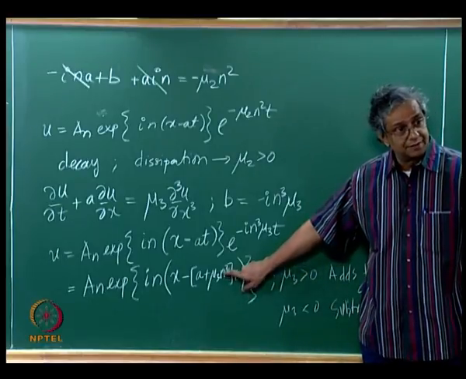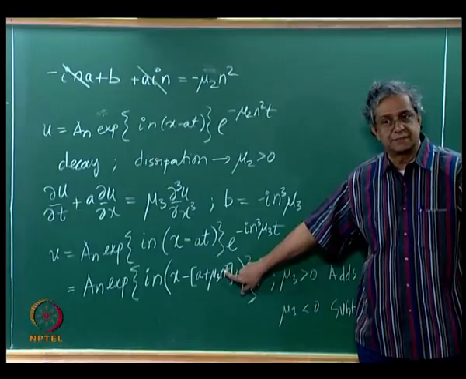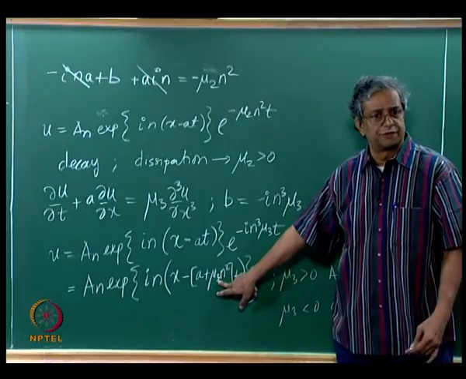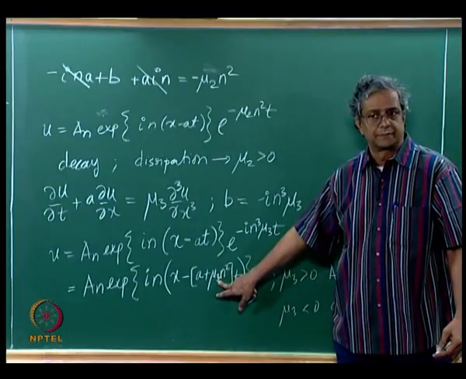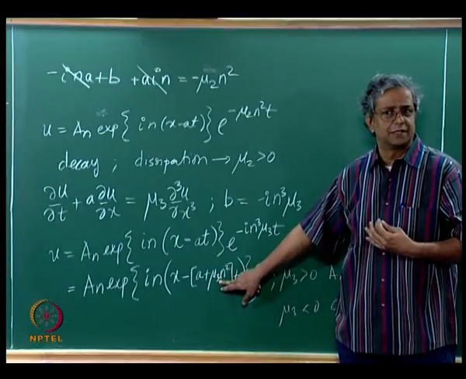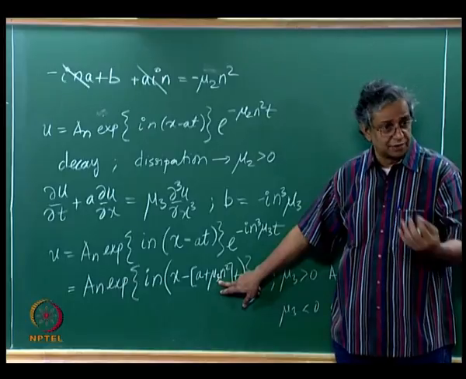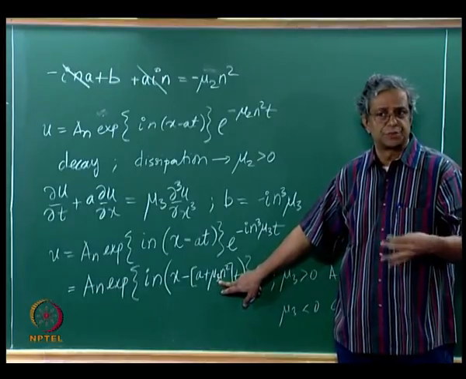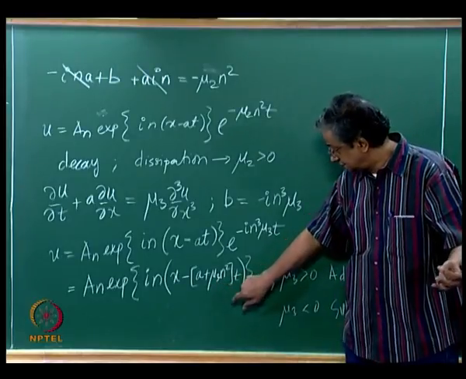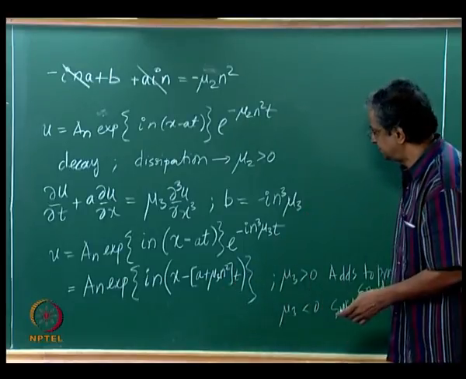But there is worse, the speed that it adds depends on the frequency. So in this case if mu 3 is greater than 0, high frequencies will travel faster than low frequencies. Am I making sense? Not only is the function that we are monitoring propagating at the wrong speed, but if you decompose it using Fourier series into its component frequencies, the high frequency will travel faster than low frequency. Am I making sense? This is called dispersion.